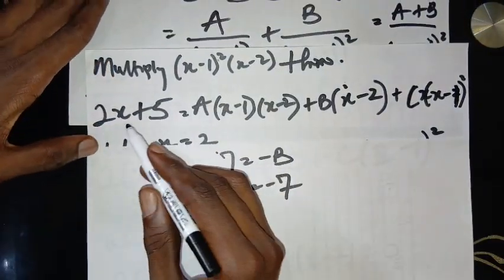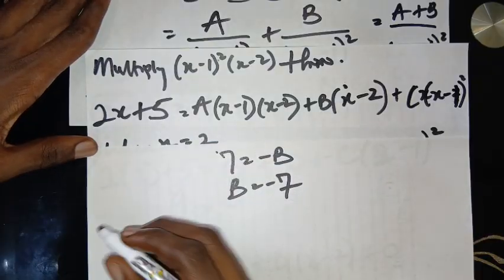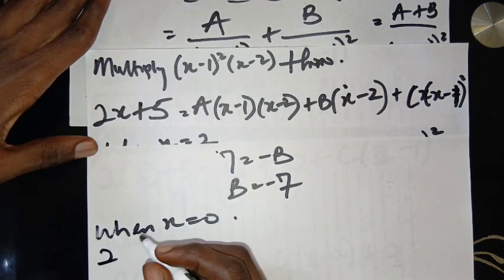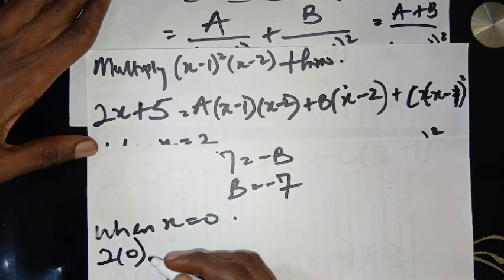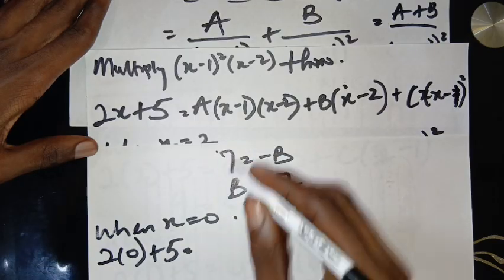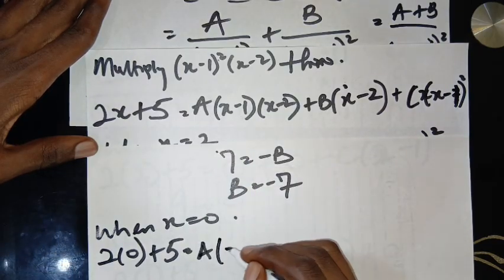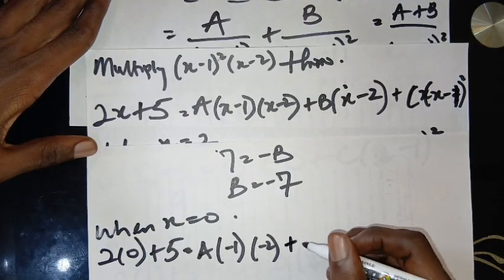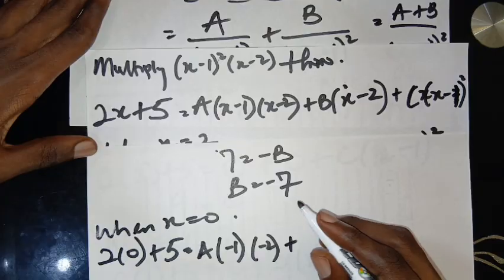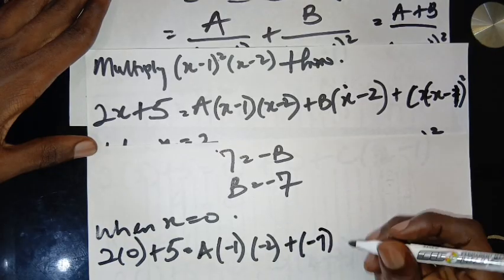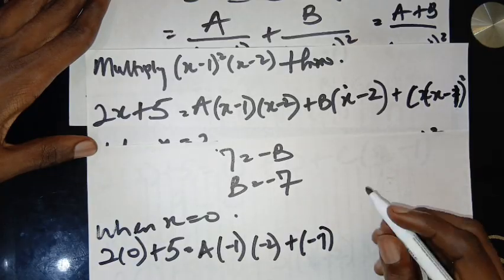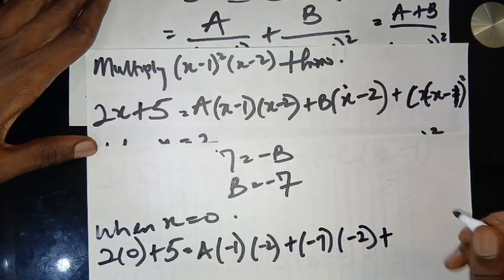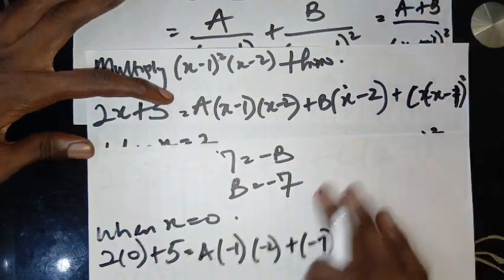So 2x plus 5, right? 2x plus 5. Then when x equals 0, 2x plus 5 will give us 0 plus 5. When you have 0 here, it equals, that will give us minus 1, minus 2. This will give us plus, we already know what b is. b is minus 7. And minus 7, x plus 2, no, x minus 2. Since our x is 0, we have minus 2. So I'm multiplying this together, then plus c.